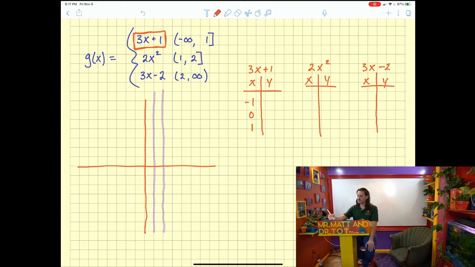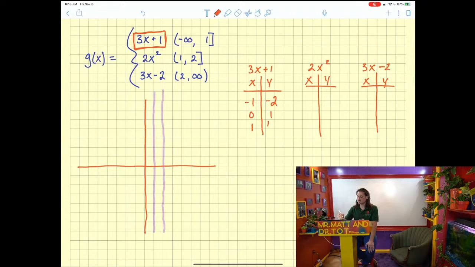And ultimately sketch the overall function. So when x is equal to negative 1, we get 3 times negative 1 plus 1. 3 times negative 1 is negative 3. Negative 3 plus 1 is negative 2. Substituting 0 in, 3 times 0 plus 1. 3 times 0 is 0, plus 1 is 1. Substituting 1 in for x, 3 times 1 plus 1. 3 times 1 is 3. 3 plus 1 is 4.